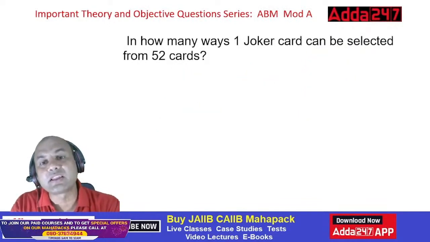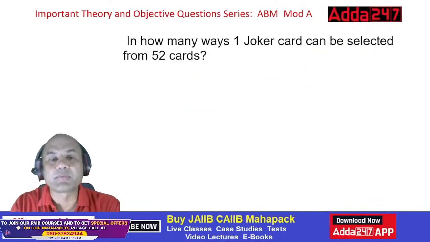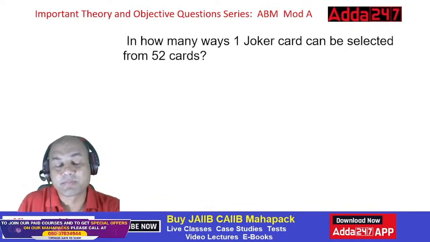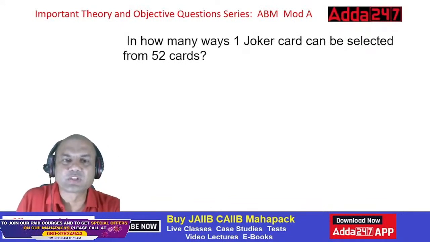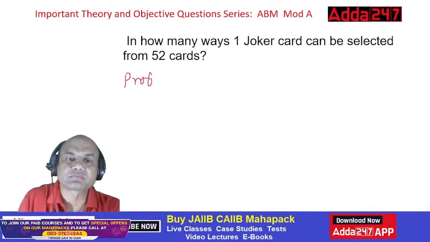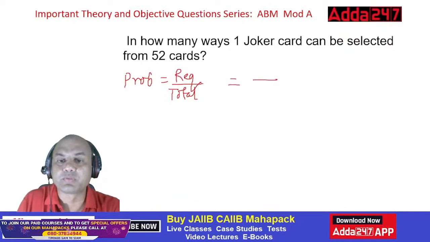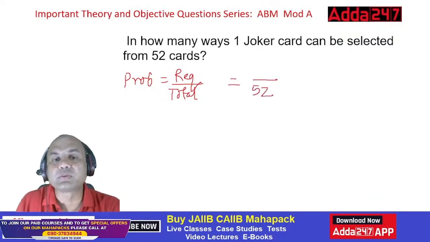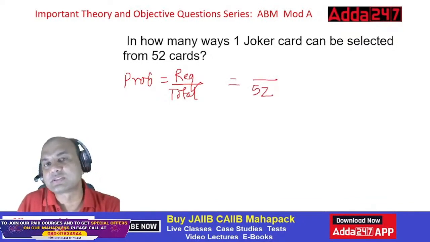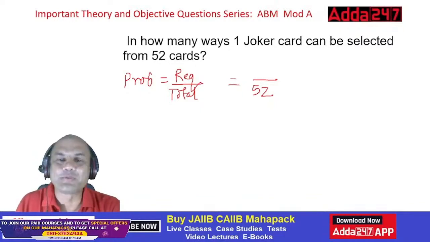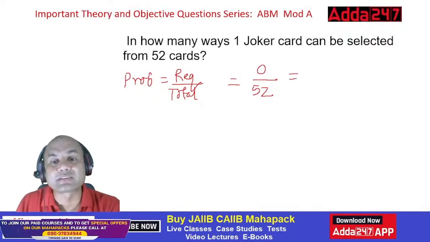In how many ways can I select one joker card from a pack of 52 cards? Again, a simple one. So probability equals required upon total, right? How many cards are there in total? 52. Okay. How many jokers are there in those 52 cards? There are zero jokers. Joker is outside this pack of 52. So the probability is 0.